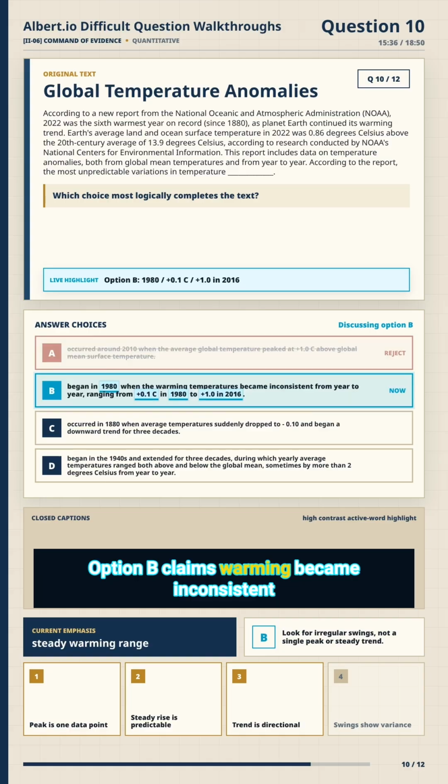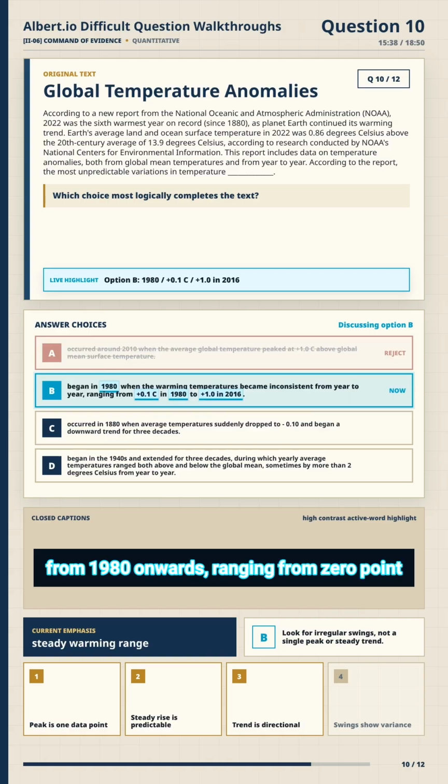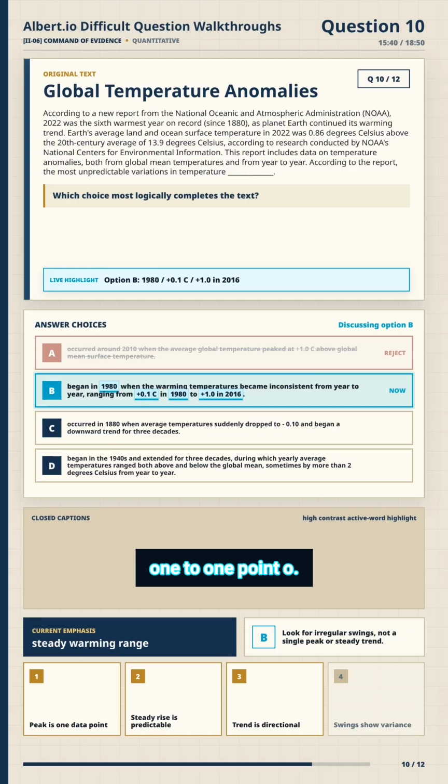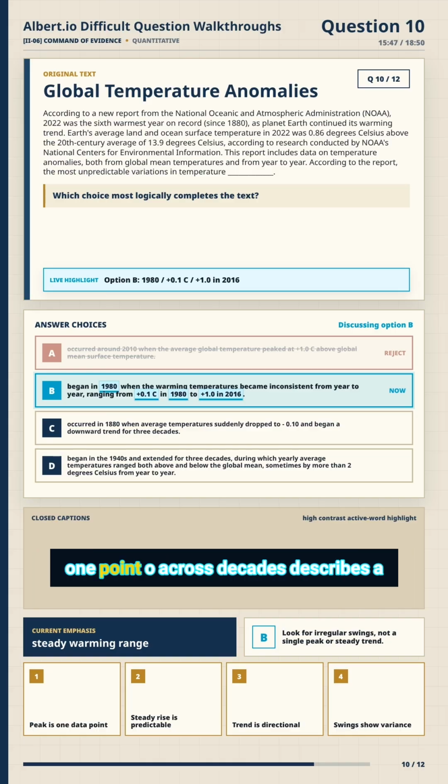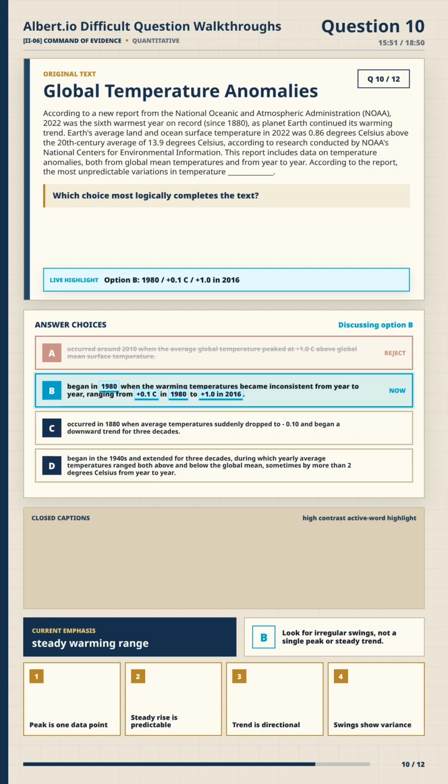Option B claims warming became inconsistent from 1980 onwards, ranging from 0.1 to 1.0. The problem here is that a steady directional climb is the opposite of unpredictability. A range from 0.1 to plus 1.0 across decades describes a gradual trend, which is highly predictable.